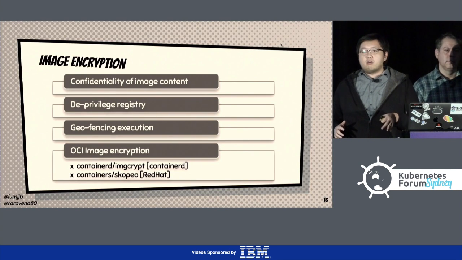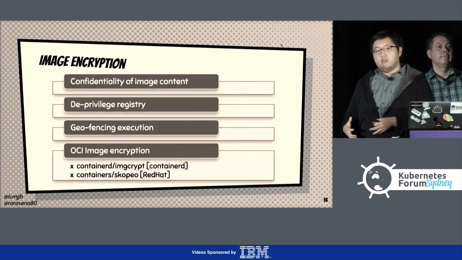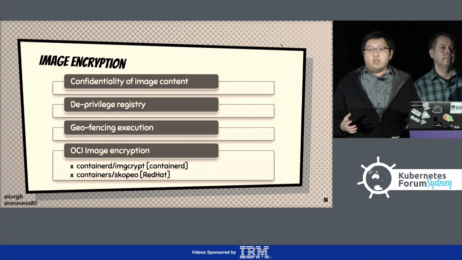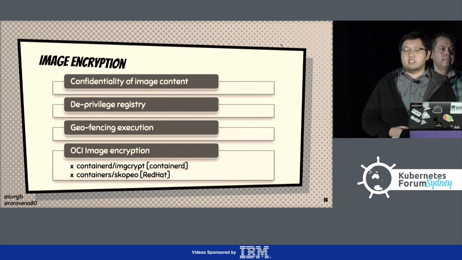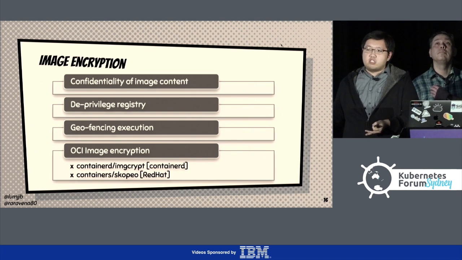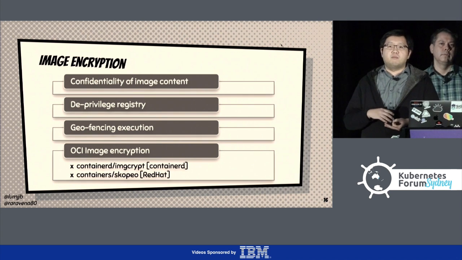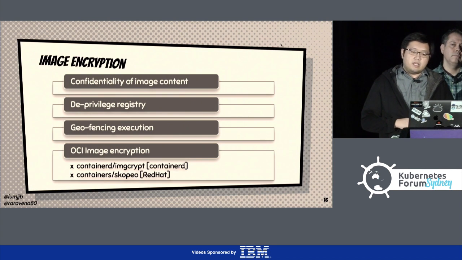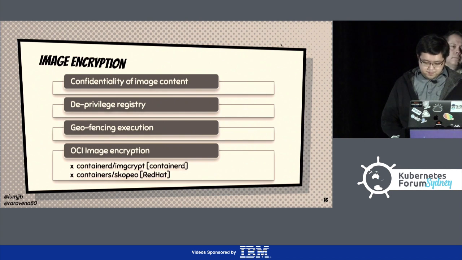So we just talked about integrity. How about confidentiality? So image encryption can be used to ensure confidentiality of our images. So this is good if we work with proprietary code or trade secrets and secret algorithms and things like that. So what this provides is that in the event that your registry or Docker Hub or something is compromised, the contents of your image will still not be accessible. So this is implemented in Containerd as well as Skopeo in the Red Hat stack, so you can start playing around with this.